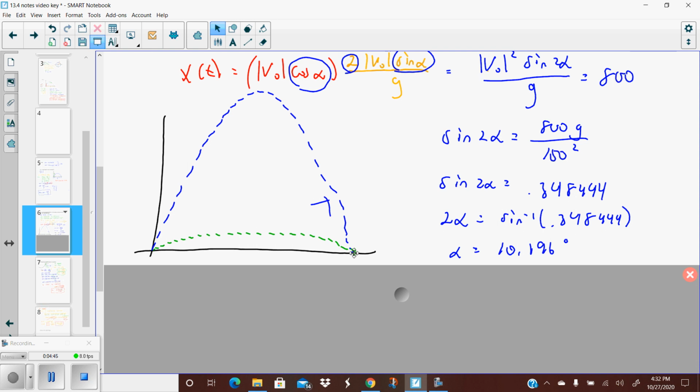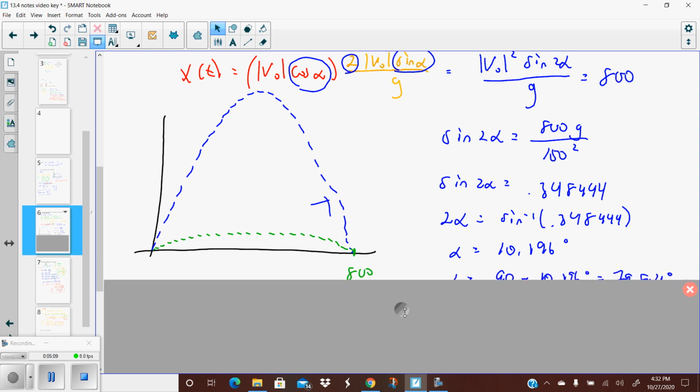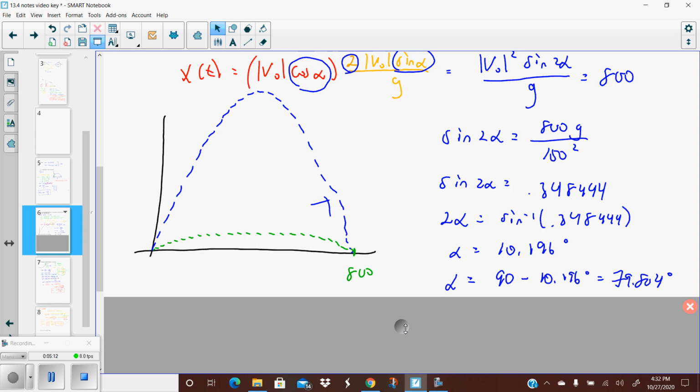Now, what it said at the top is that we have two angles, and that's true because there's going to be another angle where you could launch this thing way up in the air and then have the bullet, or the rocket, or whatever this thing is, come right back down on the 800 meters. So this is going to be a supplement to this one right here. So basically all you have to do is take 90 and subtract the 10.196, and you'll get the other angle to be 79.804. And it can't be more than that, because if it's something outside of 90 degrees, you're shooting backwards. So it's got to be the complementary angle right here.